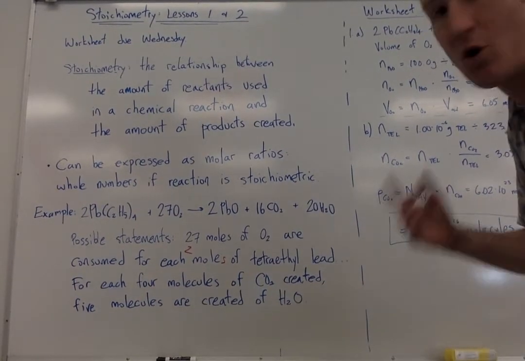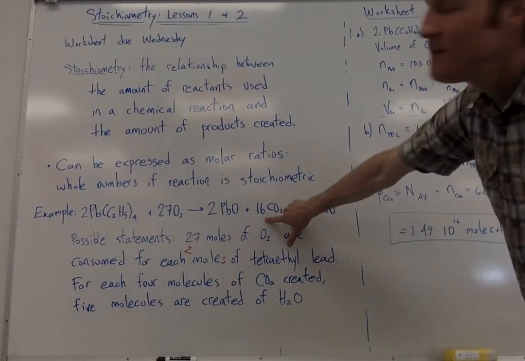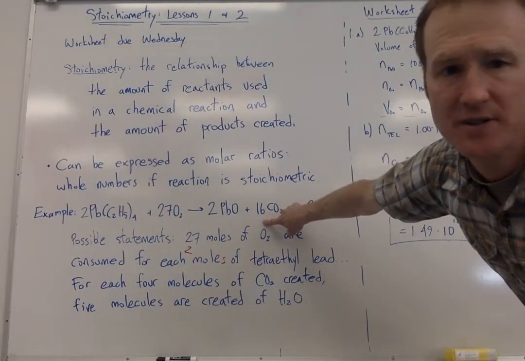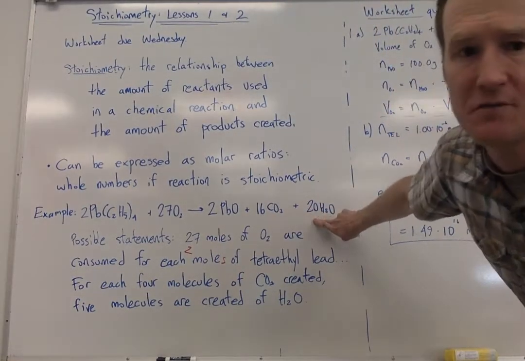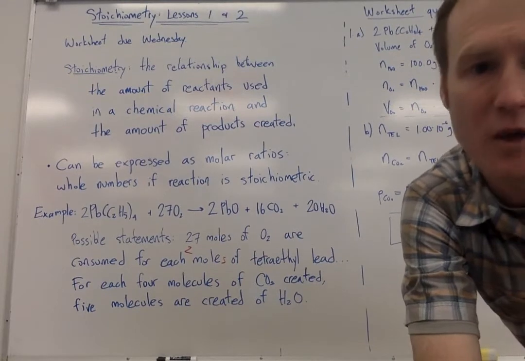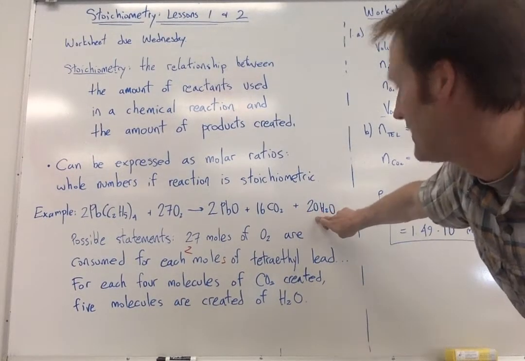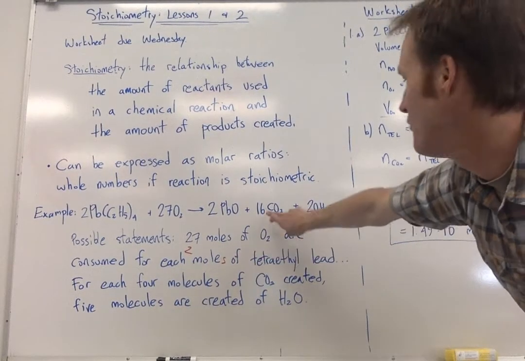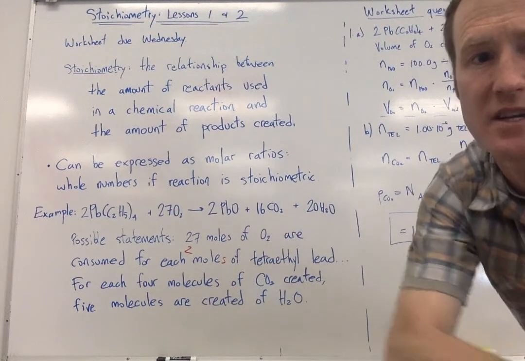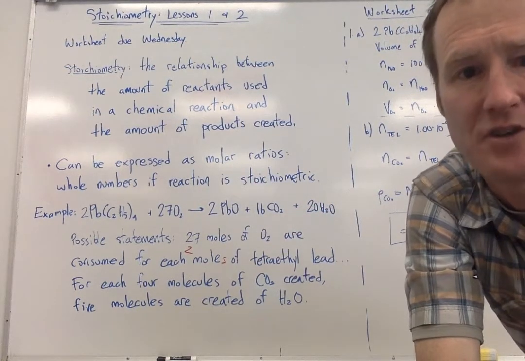Well, let's go back to the ratios. The coefficient for carbon dioxide is 16. The coefficient for water is 20. So there is a 4:5 ratio. 16:20 is the same as a 4:5 ratio.